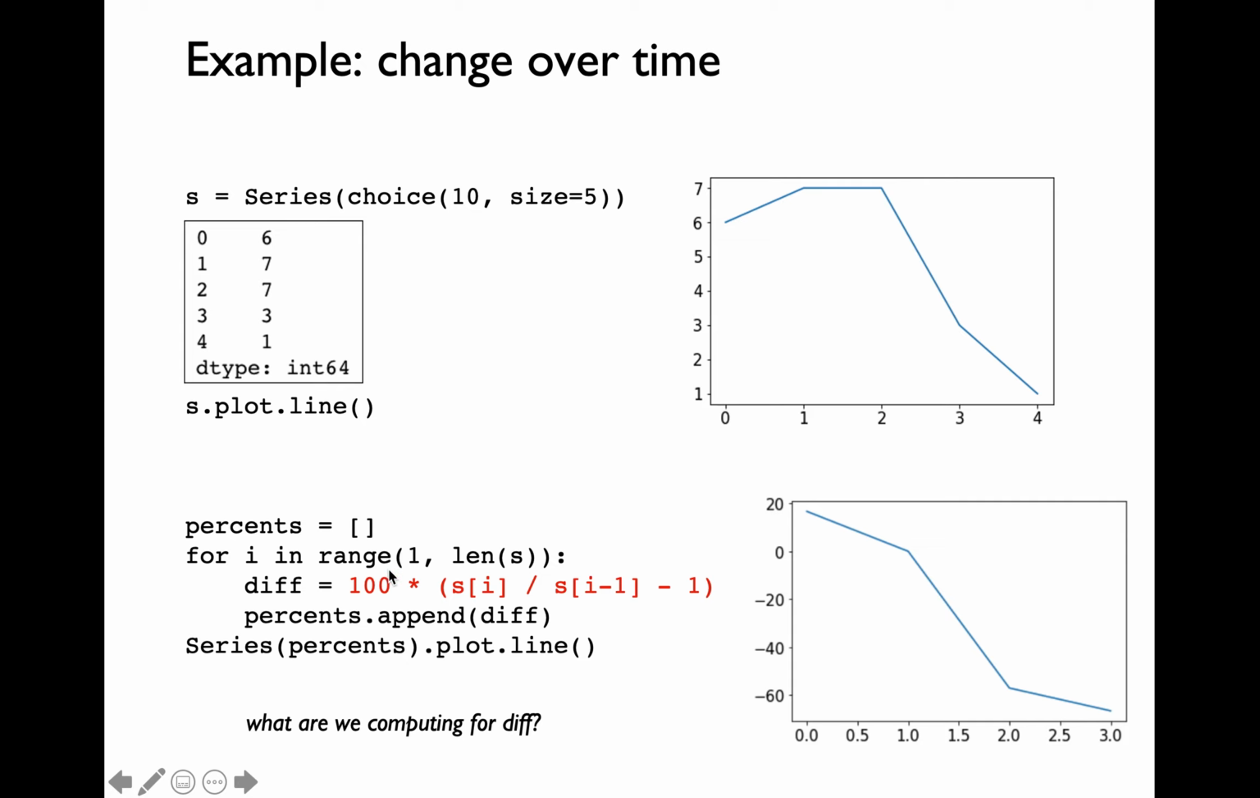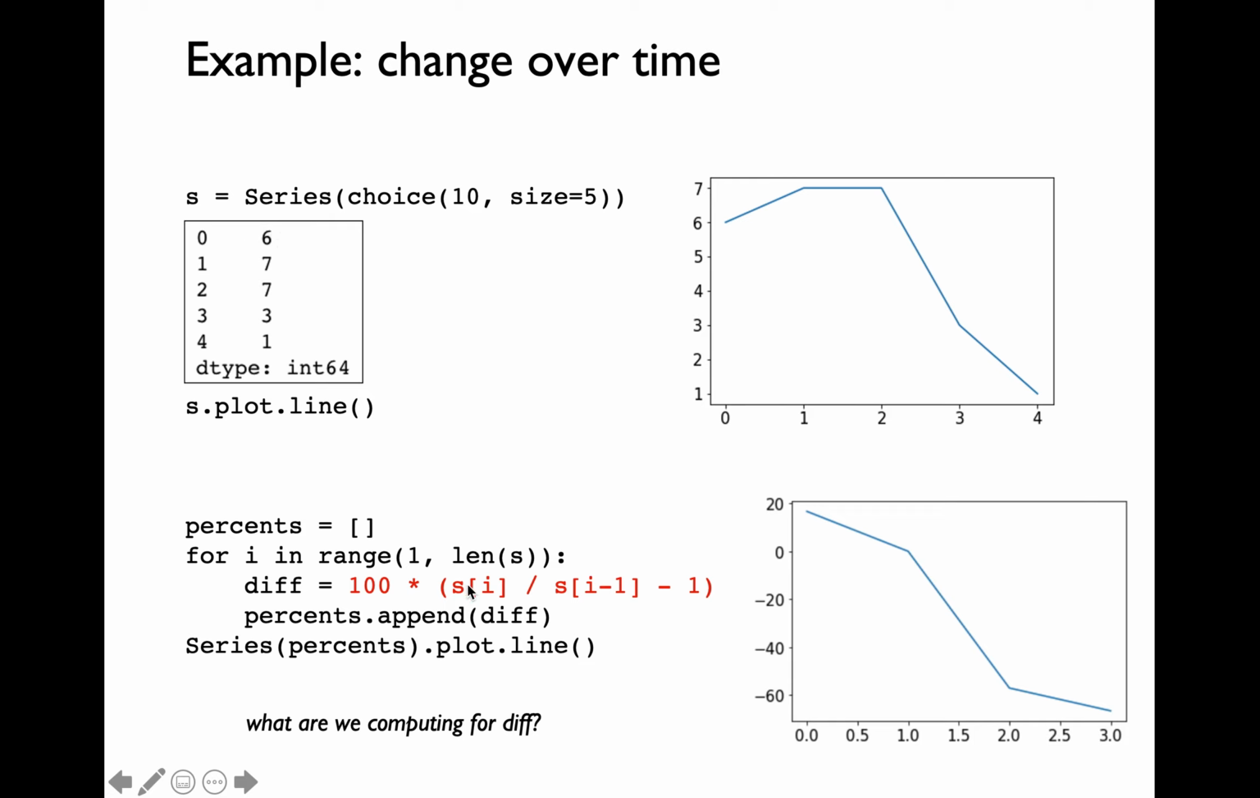I'm calling the range function by passing two arguments. Recall that when you pass two arguments, you're explicitly saying this is the start of the range and this is the exclusive end of the range. Why am I iterating from 1 through len of s minus 1? Because I want something to compare with the first value, correct? So I don't have anything to compare with if I start with 6. If I start with 7, I have 6 to compare that against.